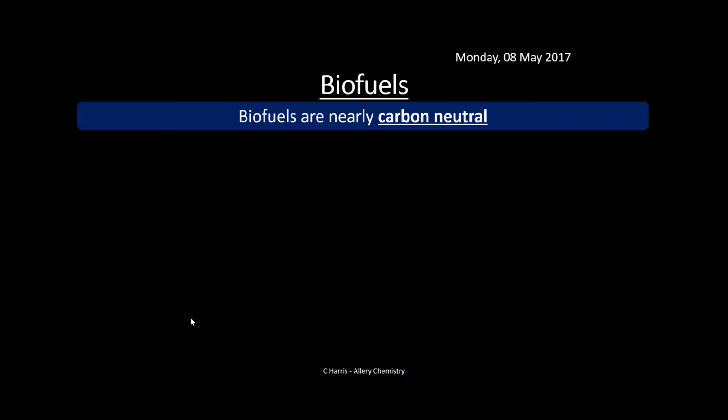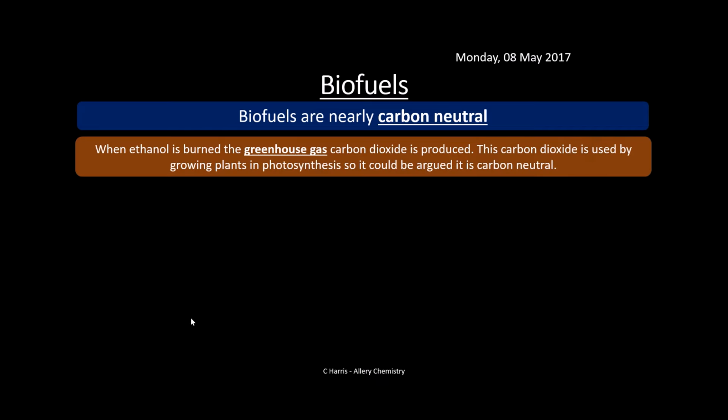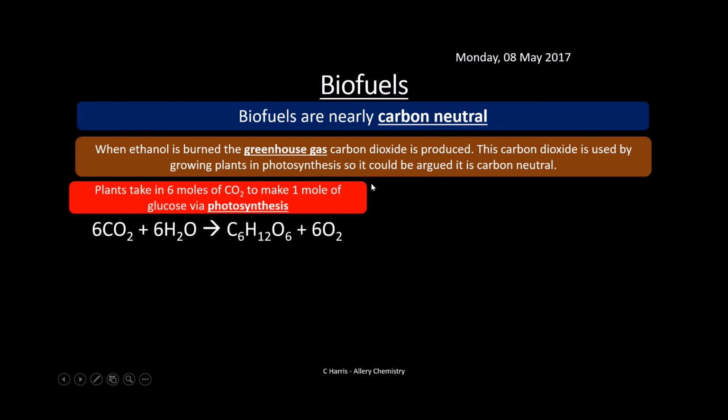When I said about the carbon neutral bit, like I say, it's nearly carbon neutral, and you need to know the reasons why. Okay, so when we burn this ethanol, a greenhouse gas, carbon dioxide, is produced, so that's not particularly good. But this is used by growing plants in photosynthesis. Okay, so you might think, well, surely that is carbon neutral. So if we have a look, let's break it down. Okay, let's have a look.